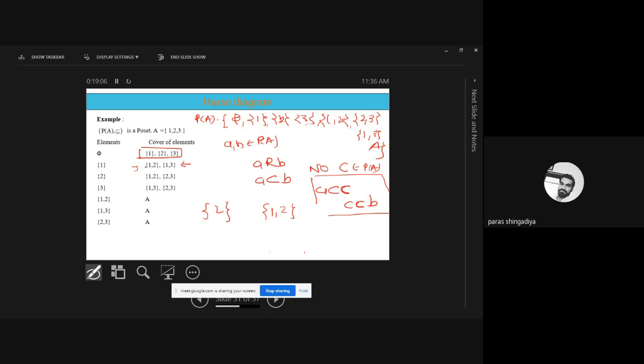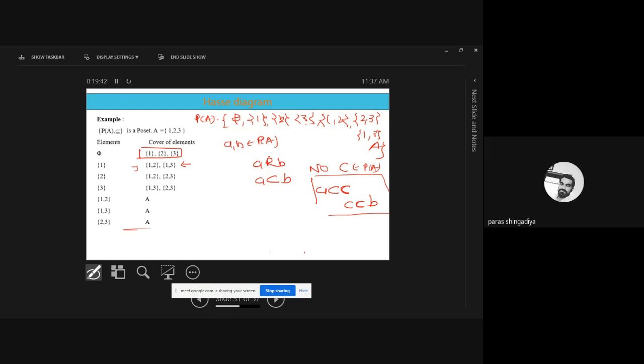Okay, so {1,2} will be a cover element of {2}. And then after that {2,3}, so {2,3} is also a cover element of {2}. Clear? And then {1,3} is not a superset of {2}, so it is not a cover element. Clear? And for A itself, the same argument we just checked for everything applies here, and we'll prove that only 2 pairs will be there as cover elements of {2}: {1,2} and {2,3}. And for {3}, it will be {1,3} and {2,3} only. Clear? So these are the cover elements of single elements.